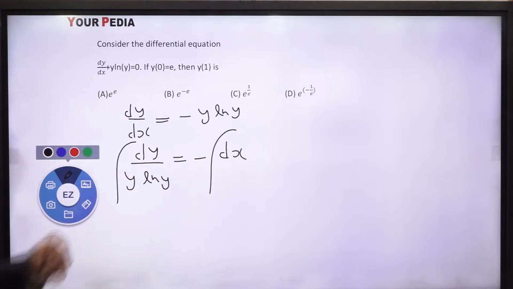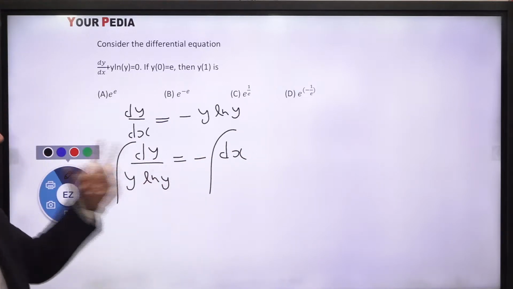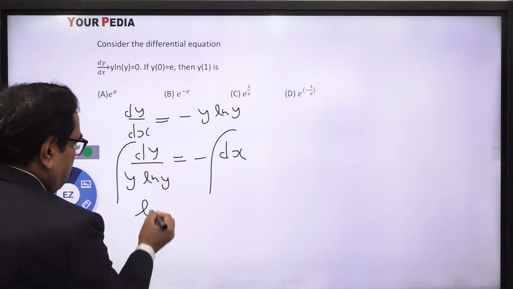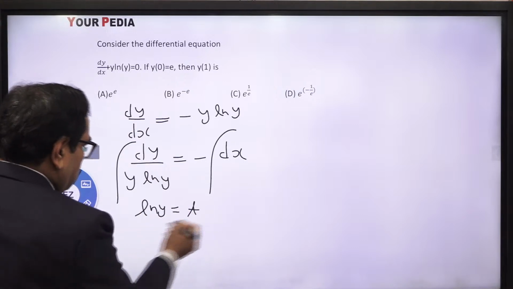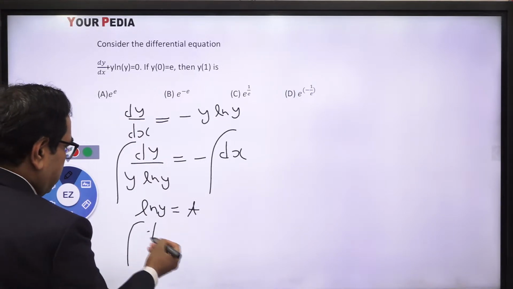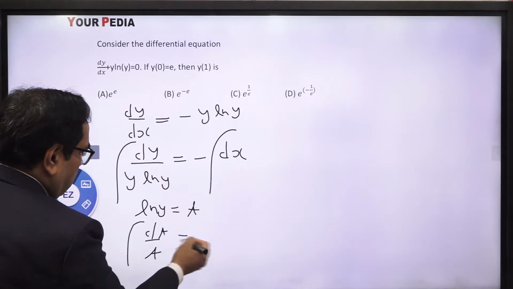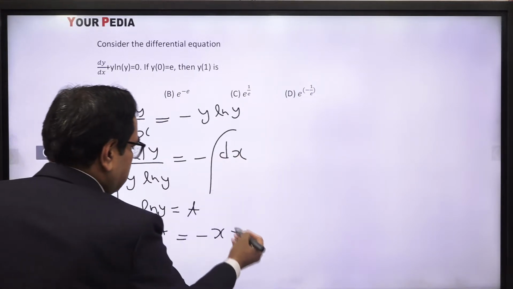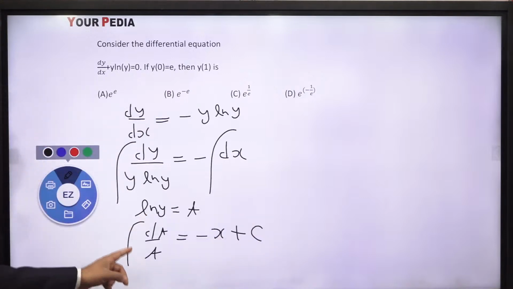Now this integration can be done using ln y equal to t. So here we will use the substitution ln y equal to t. So 1 upon y dy will become dt. So integration of dt upon t is equal to minus x plus c. Now this integration, all of you know, the integration of 1 upon t is ln t, right?